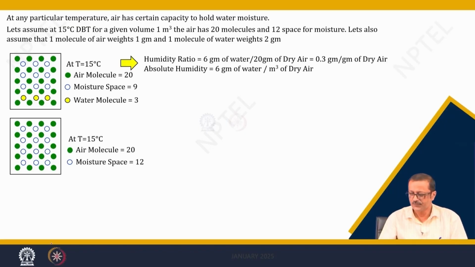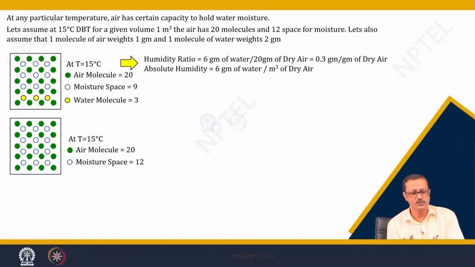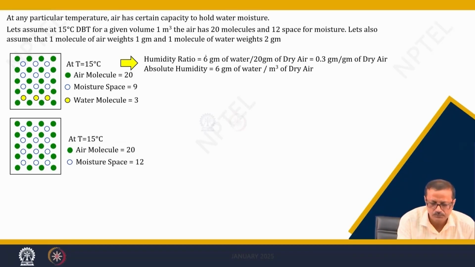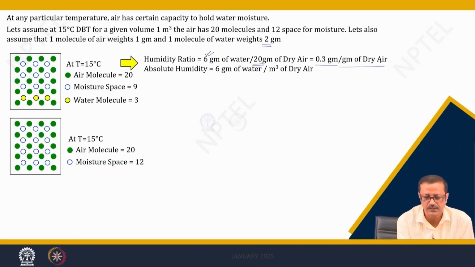So, if I have to find out the humidity ratio, I can say how much is the total weight of the water molecules. There are 3 molecules each of 2 grams, so 3 into 2, 6 grams. And how much is the total dry air? There are 20 such molecules of 1 gram, so 20 grams. So, 6 by 20, that is 0.3 gram per gram of dry air, which will be the humidity ratio. Whereas the absolute humidity will be 6 grams of water per meter cube of the air, because I have assumed that this is 1 meter cube of the air. So, 1 meter cube of the dry air is having 6 grams of water.